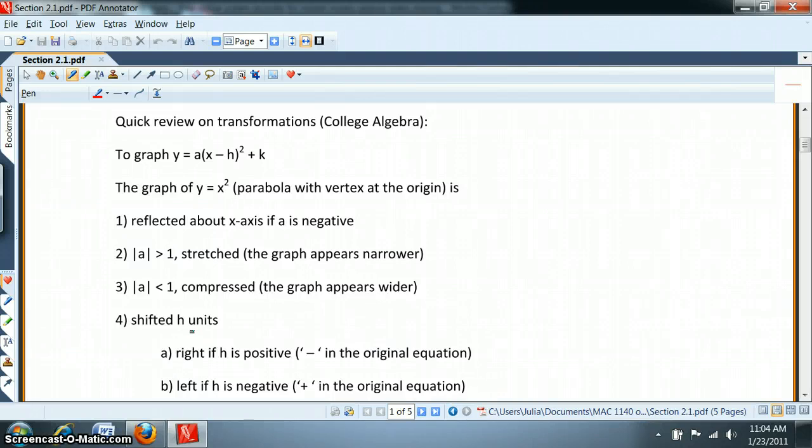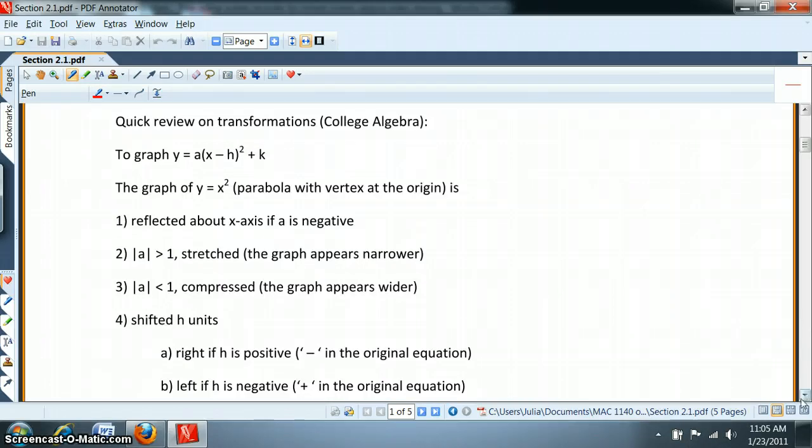So we also have a couple of shifts. h right here corresponds to the horizontal shift, and generally it's actually the opposite of what you would expect. If it's a minus in the original equation, which means h is actually positive, the graph shifts to the right. Now if we have a plus, the graph actually shifts to the left.